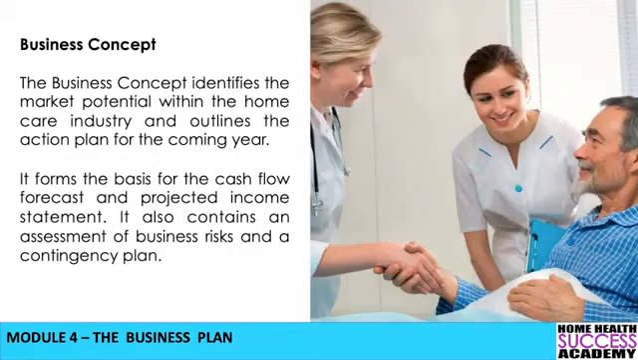The business concept identifies the market potential within the home care industry and outlines the action plan for the coming year. It forms the basis of the cash flow forecast and projected income statements. It also contains an assessment of business risks and a contingency plan. Let's say, for example, you're not able to meet your goals. Do you have backup securities? Do you have backup measures that will keep your company afloat if anything happens, like difficulties finding clients, or difficulties finding the right people to provide services to your clients? You need to have that aspect in a contingency plan.